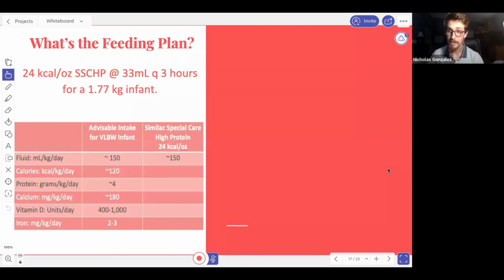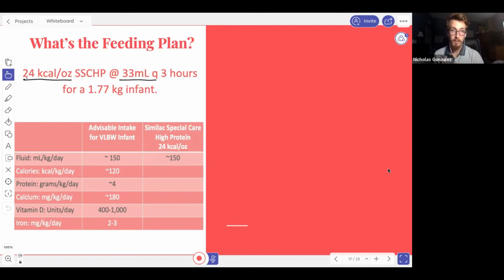Well, this is what we ended up deciding as the new feeding plan that would work best for this infant. We decided to drop the concentration a little to 24 calories per ounce instead of 27. And you'll notice we also increased the volume up just a little bit, from 31 milliliters to 33.